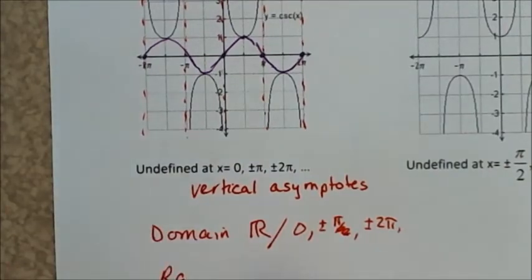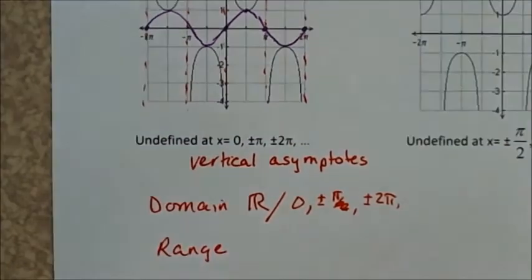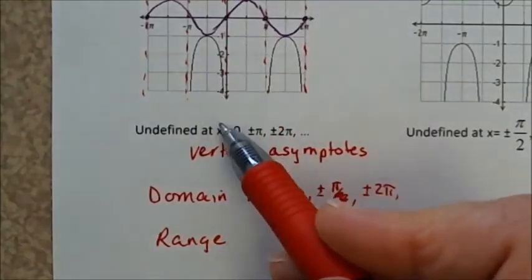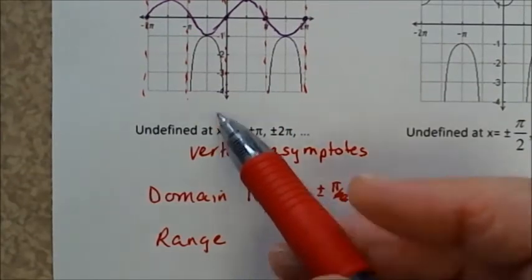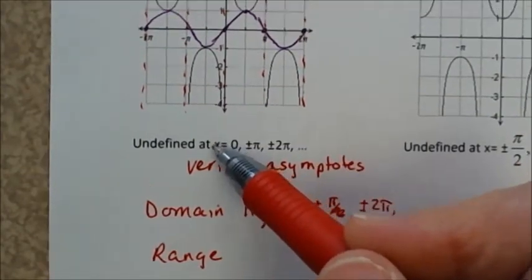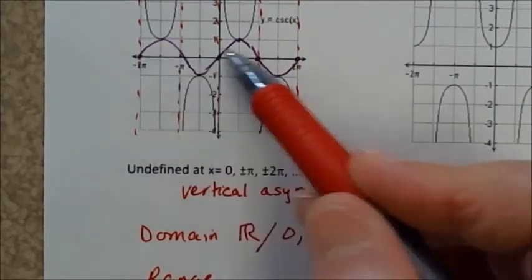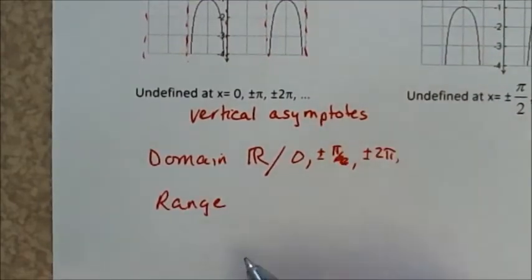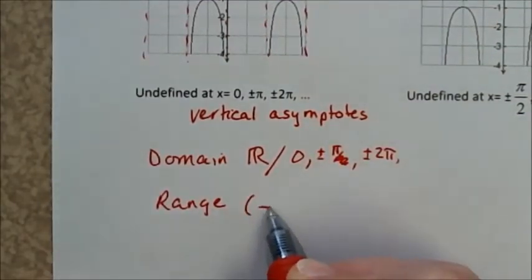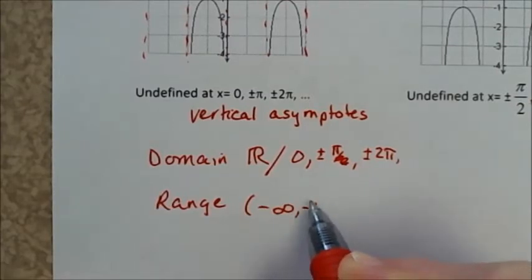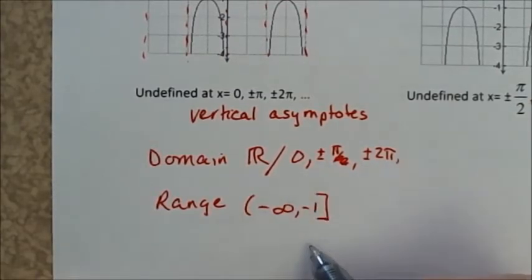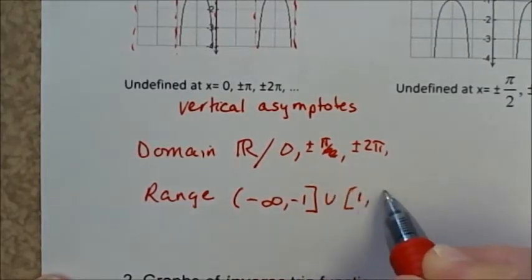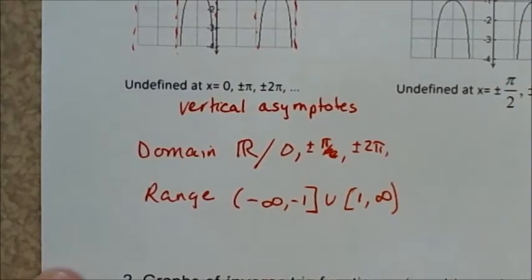Our range, well, lowest point, negative infinity. So we go from negative infinity, come up to negative 1, then there's this break, right? And then 1 to positive infinity. So our range is these two intervals, negative infinity to negative 1. Negative 1 is included, so that gets a bracket. Union with positive 1 to infinity.